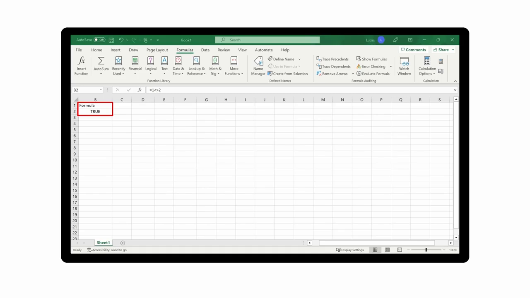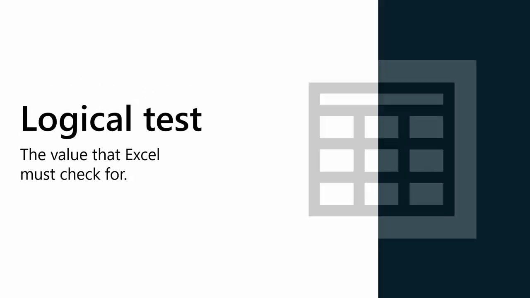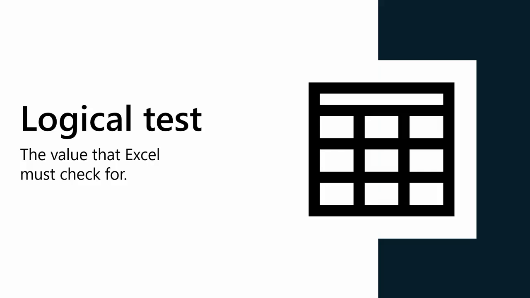So, you've discovered how an if function formula works, but how do you make use of one? When constructing the if function formula, you need to give Excel 3 pieces of information. The first piece of information is called the logical test. For the logical test, you need to identify the cell that contains the value to be checked.